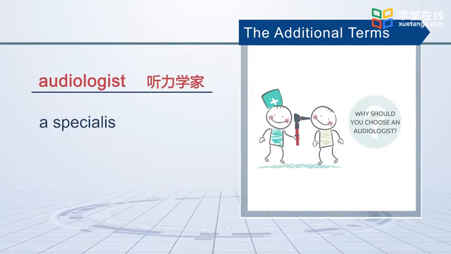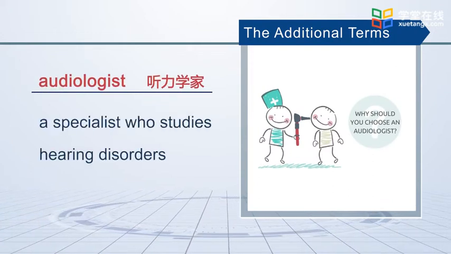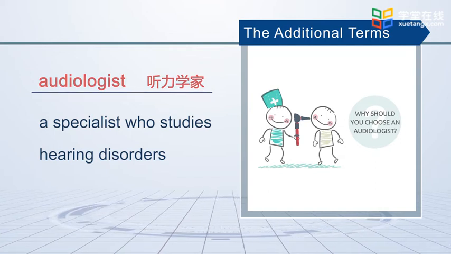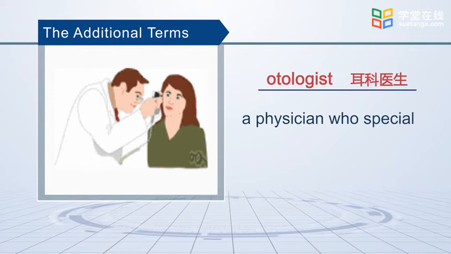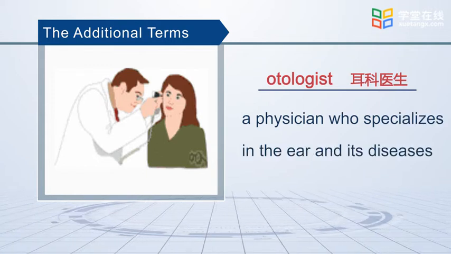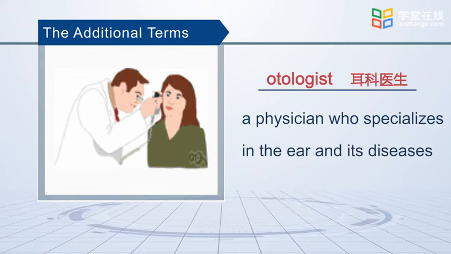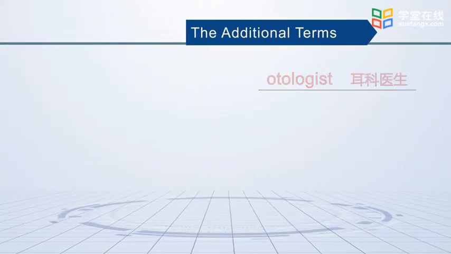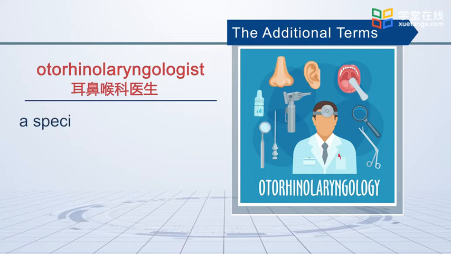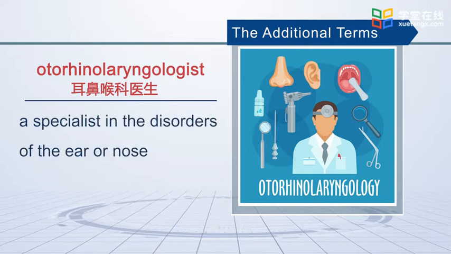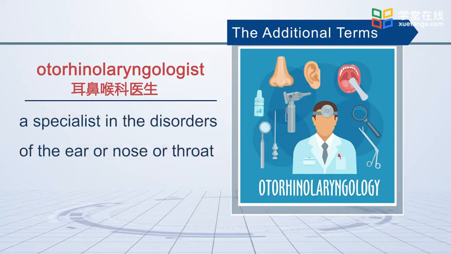Audiologist. It is a specialist who studies hearing disorders. Otologist is a physician who specializes in the ear and its diseases. Otorhinolaryngologist. It is a specialist in the disorders of the ear, nose, or throat.